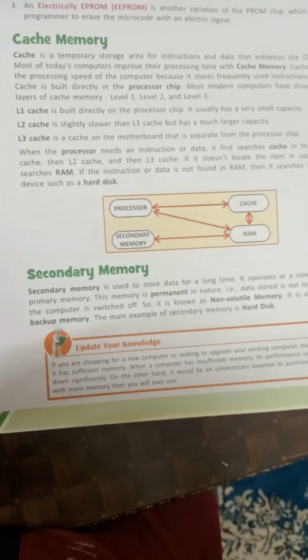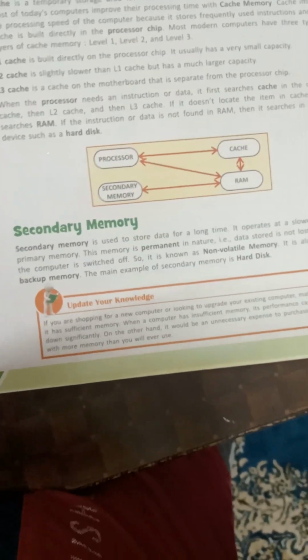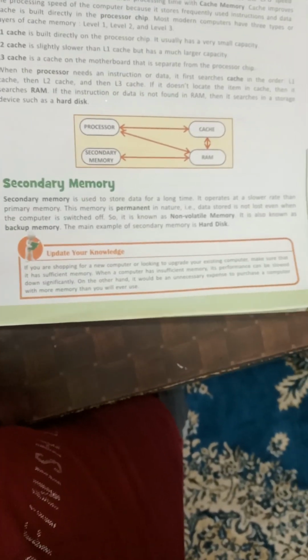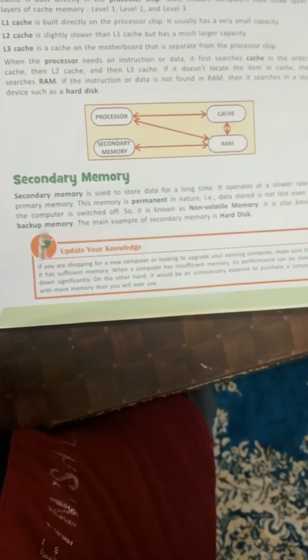Secondary memory. Secondary memory is used to store data for a long time. It operates at a slower rate than primary memory. This memory is permanent in nature, i.e., data stored is not lost even when the computer is switched off. So, it is also known as non volatile memory. It is also known as backup memory. The main example of secondary memory is hard disk.